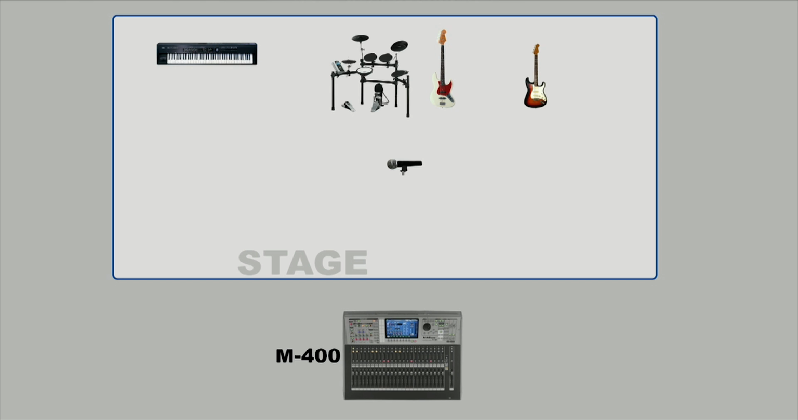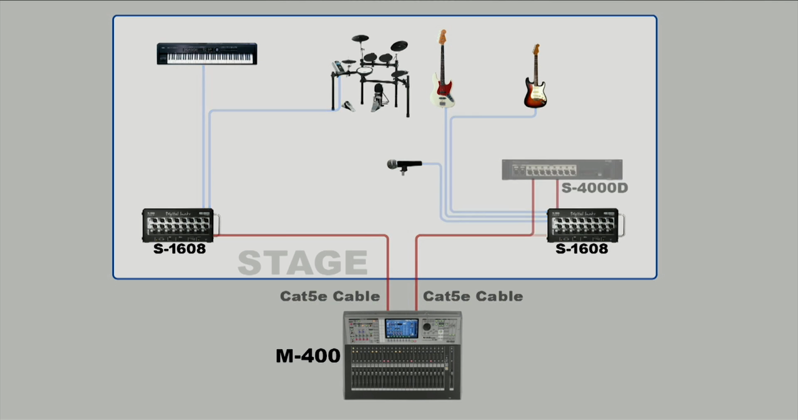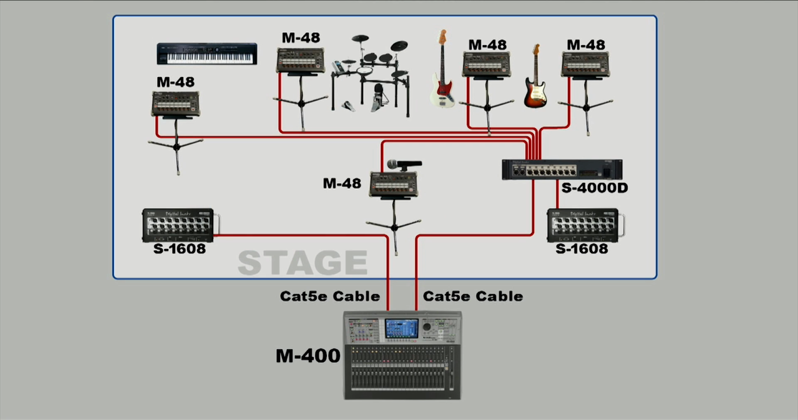This diagram shows a typical system configuration with the M400 live mixer and 2 RSS digital snakes. 40 audio sources from the M400 are distributed to all the M-48s through the S4000D. How each of the M-48s can use these sources is managed by the M400, and we'll examine that in more detail in a minute.